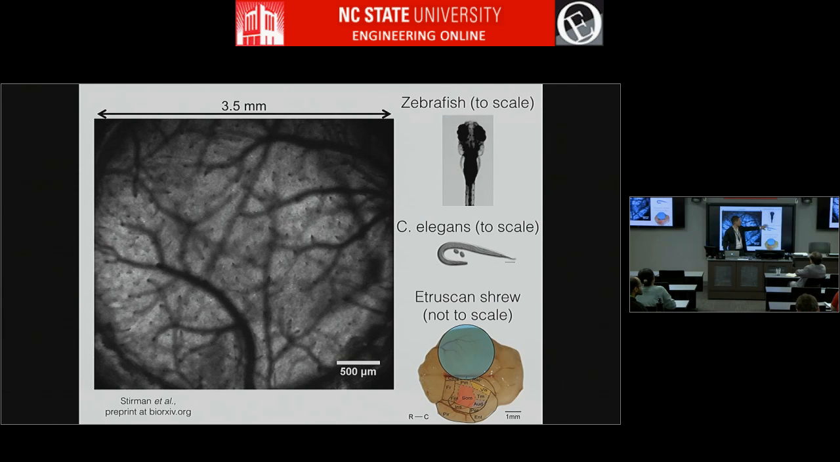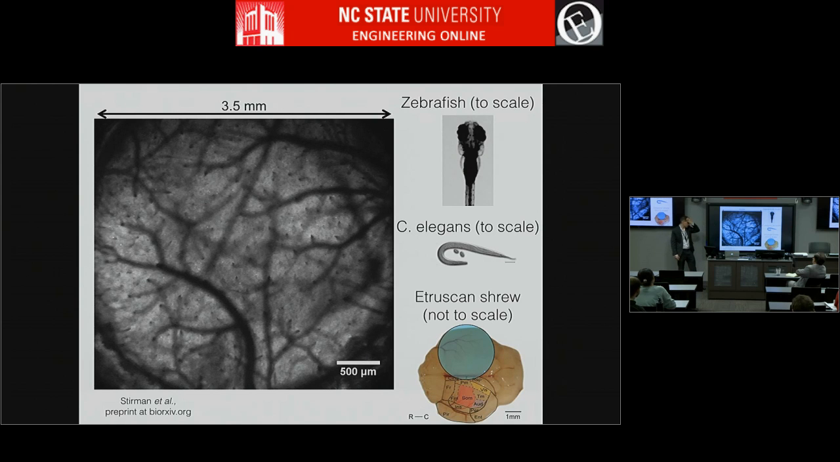So yeah, I talked about C. elegans. Zebrafish in their juvenile state are fairly transparent, and they're kind of small. We actually just got funded for a project to rapidly track zebrafish swimming around in the field of view and imaging neural activity. The Etruscan shrew is one of the smallest mammals. They eat insects, so they've got some interesting behaviors, and they've got this really small brain. One entire hemisphere of their cortex would fit in the field of view. So that's another model system that we talked about.